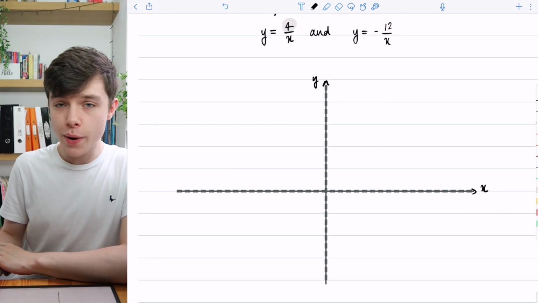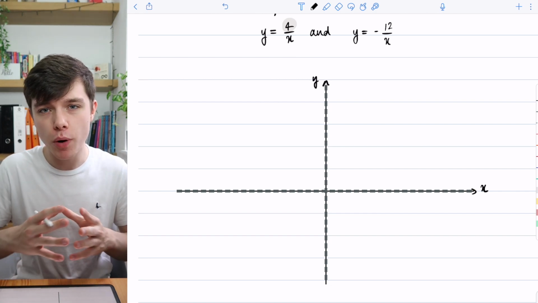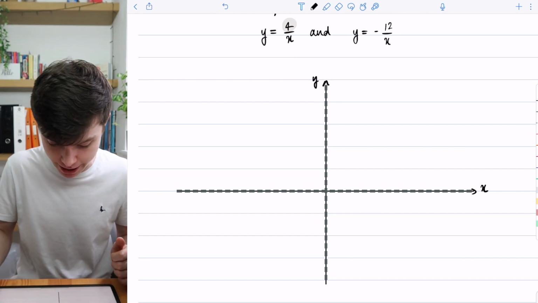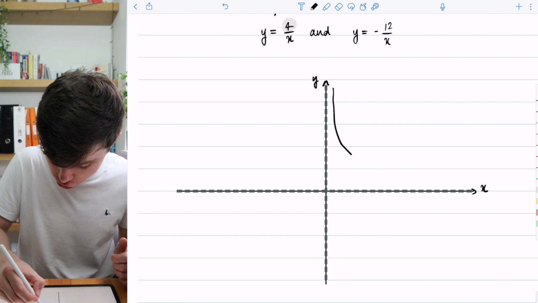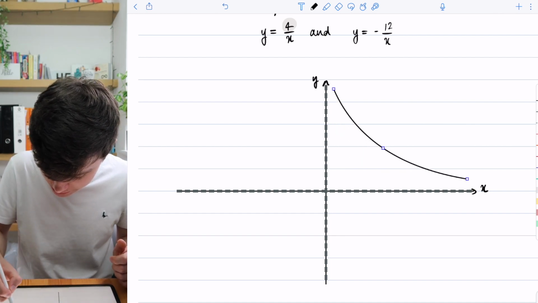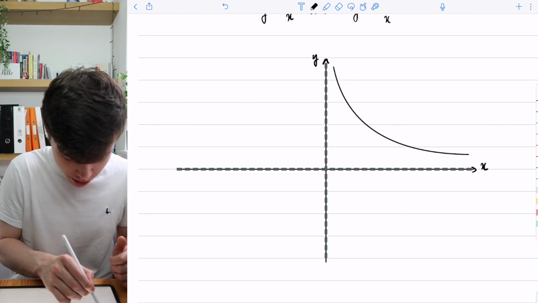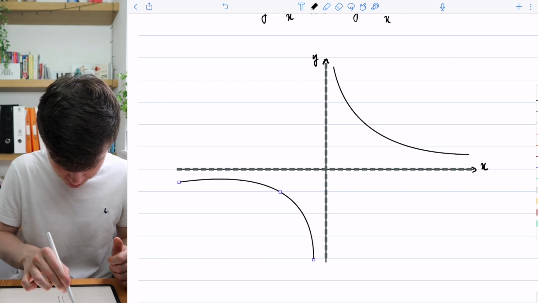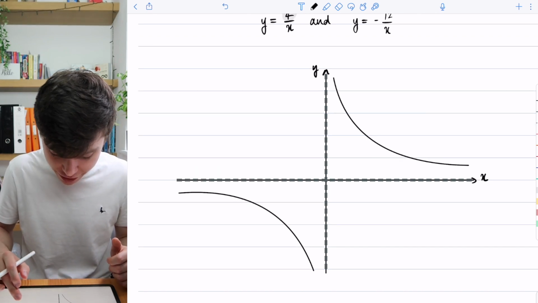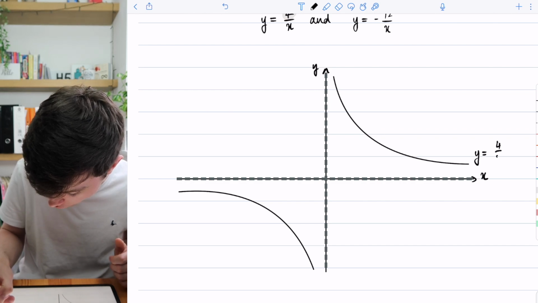And all we want to do is draw the general shape, but because we've got a 4 on the top and not a 1, we want to stretch the graph a little bit. Okay, so it's going to look something like this. But because it is a 4, we'll have it looking a little bit further away from the asymptotes. And again, there, we'll have something like that. And I'll draw on here that y is equal to 4 over x.